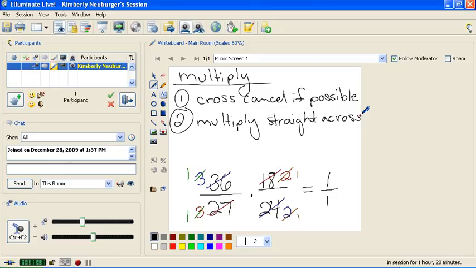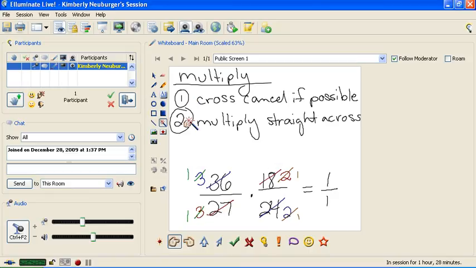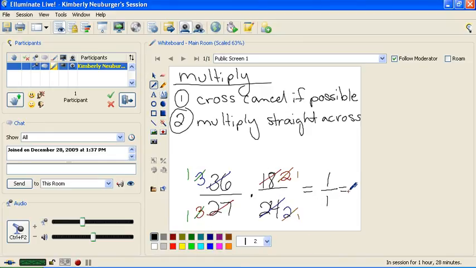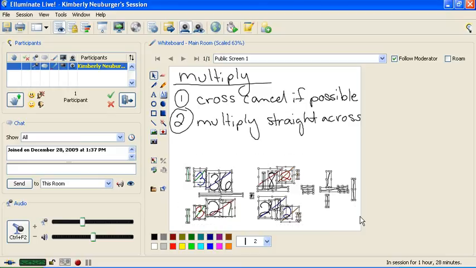If you cross-canceled everything that was possible up here in step number 1, the answer when you multiply straight across will be reduced. However, we don't normally write things as 1 over 1. We actually just write them as 1 when you get that for your answer. So you would want to write that as just 1. Let's take a look at one more multiplying, and then we'll go on to divide.